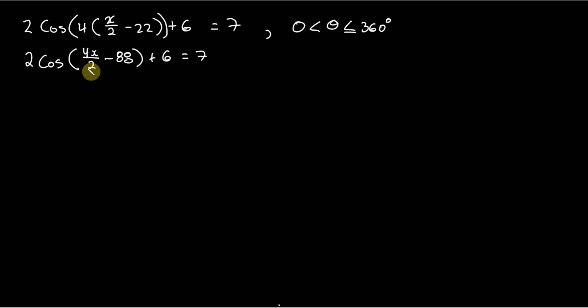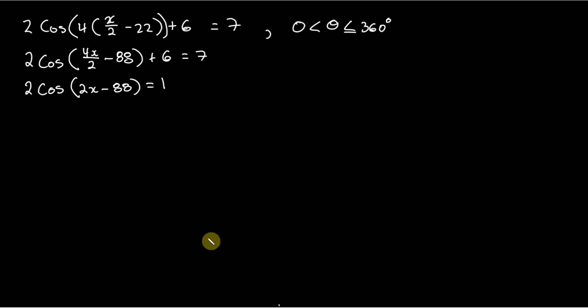And we can still simplify this actually, can't we? Because 4 divided by 2 is just 2. So we're going to get 2x in the brackets. And we can also subtract the 6 from both sides. So let's do that as our third line. We're going to get 2 cos of 2x minus 88, and then we're subtracting 6 from both sides, of course. So that's going to just give us 1, right? 7 minus 6 is 1.